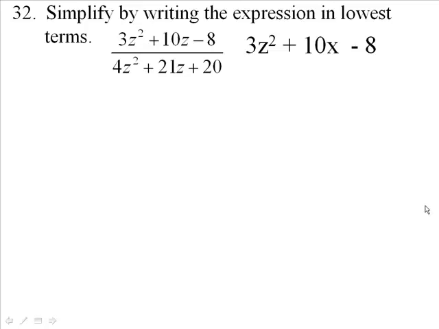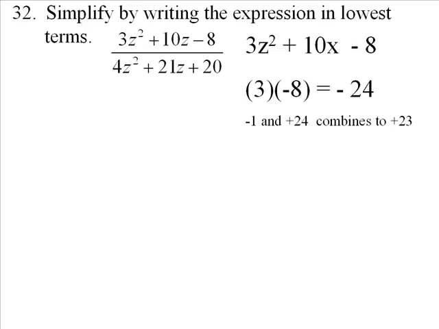So we'll look at the numerator, and we want to take 3 times negative 8, which gives you minus 24, and you want to list all of the factors of 24. So you have 1 times 24. Now since we want to end up with a plus 10, the larger one has to be plus, so it's a negative 1 and a plus 24, which gives you a plus 23 when you add them.